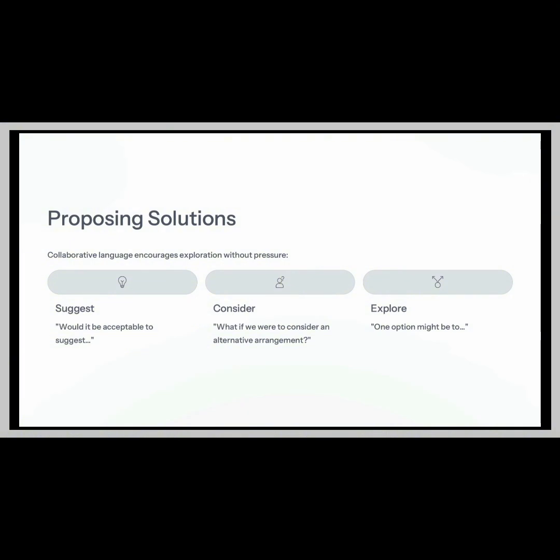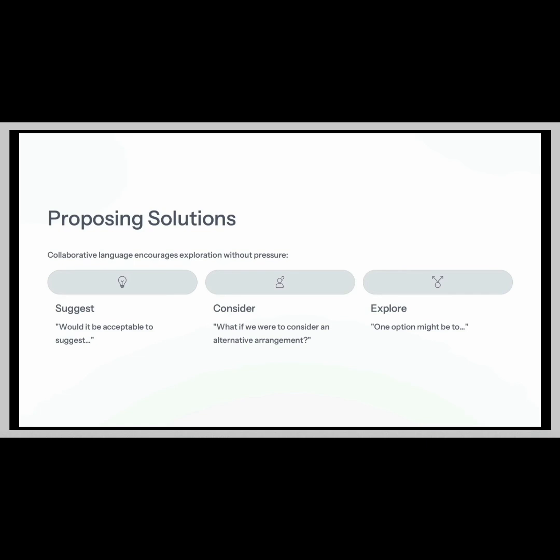There could be a hypothetical exploration. "What if we were to consider an alternative agreement?" This what if reduces the pressure for commitment, and it allows parties to explore ideas without immediate agreement. Sometimes there are multiple options. The mediator could say, "One option might be..." By using one option, the mediator implies that other options exist, and this encourages creative thinking and prevents a fixation on one single solution. This collaborative approach encourages the parties to explore options without feeling pressured.